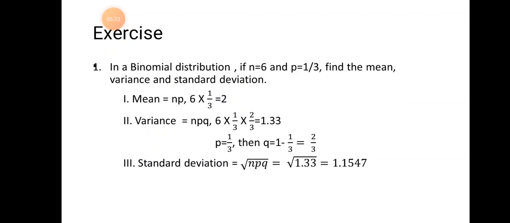Variance is n into p into q. So you will get the value 1.33. So here you know n is 6, p is 1 by 3. What about q? So if p is given, you have to find out q by deducting the p value from 1.